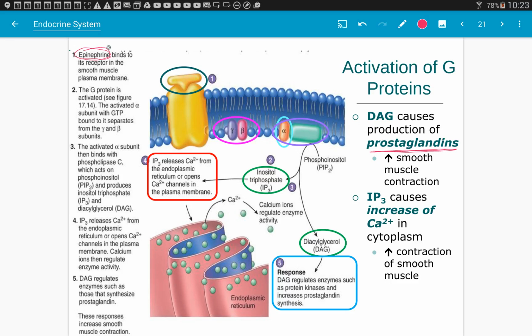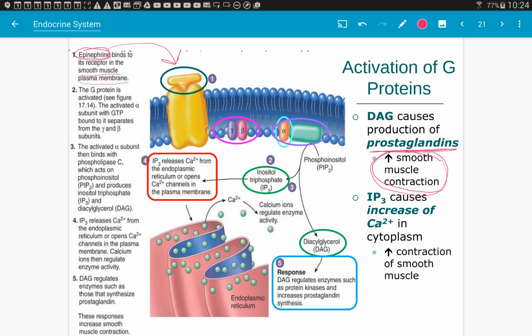So epinephrine is right here, this lovely hormone that is bound to the receptor. And specifically, this is with smooth muscle. Okay? So, let's follow the sequence of events. Epinephrine binds to the receptor, and specifically, this receptor is found on the plasma membrane of smooth muscle.